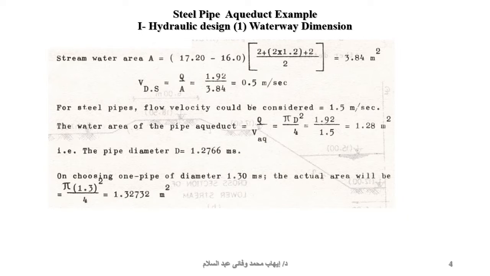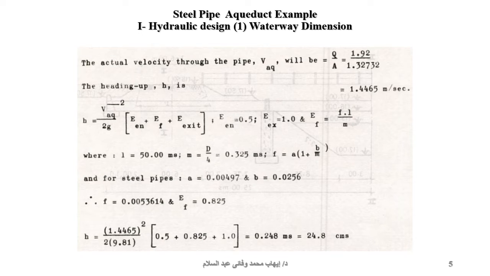That's not in nature. For this reason, we take a diameter for one pipe equal 1.3 meter. Here, the actual area will be 1.32732 square meter. The actual velocity due to that will be 1.4465 meter per second.